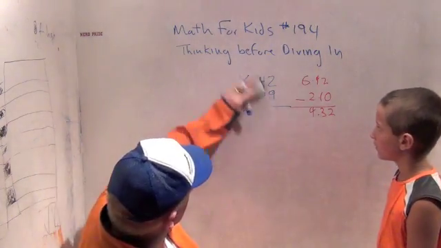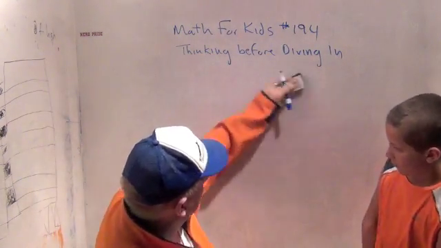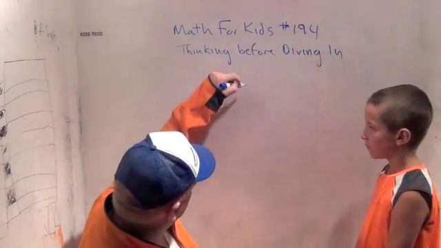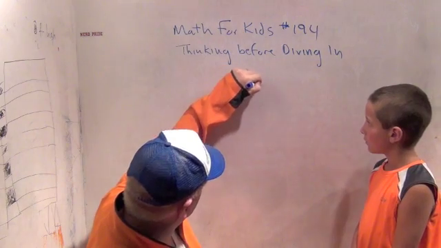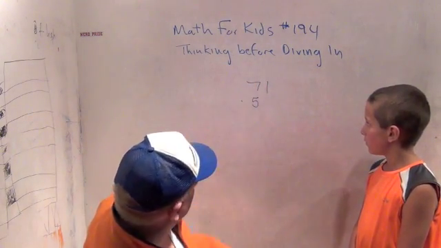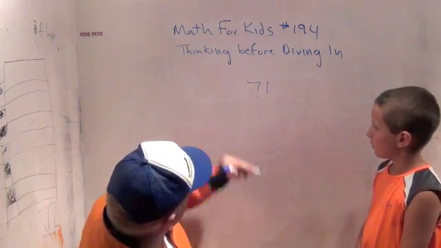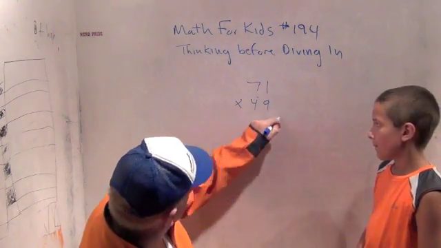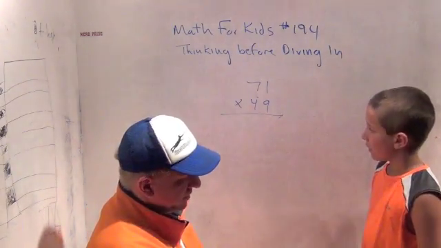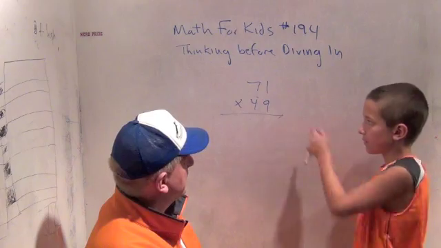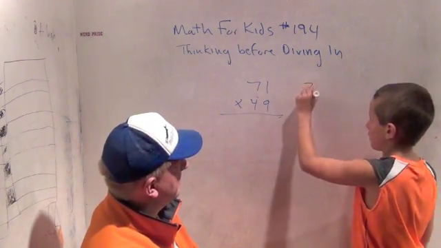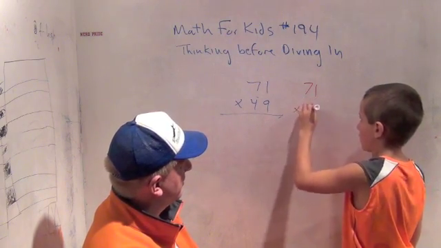Now maybe let's do a multiplication problem, kind of similar to what we talked about yesterday. How about 71 times 49? Okay, so what could you do here to make your life a little easier? We could do 71 times 50. Okay, good. So write that down. That's a good idea. 71 times 50 is a much easier problem to do.